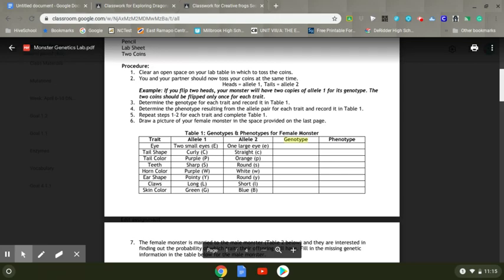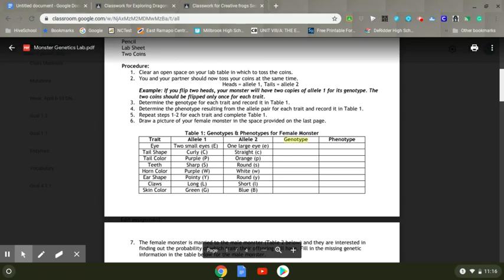So under the genotype, if you have big E, or big E, little e for the first one, you're going to have 2 small eyes. If you have little e, you're going to have 1 large eye. For the next one, if you have big C, or big C, little c as your genotype, you're going to have curly tail shape.